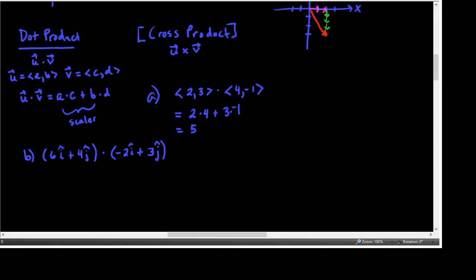It's still going to be, and you don't have to necessarily write this step, but if you write that back into component form, that's (6, 4) dot (-2, 3). But nevertheless, you're still going to take the horizontal scalar number, so the 6, times the other one, -2, plus the vertical scalar, 4, times the other one, 3, and do that arithmetic, and oh, that's 0. Okay.